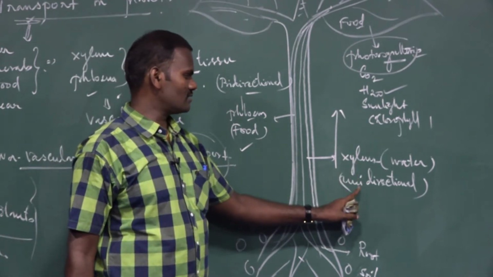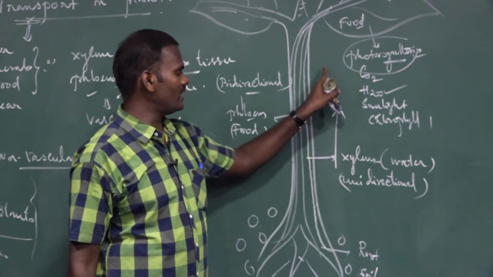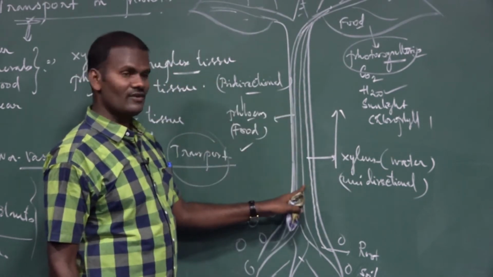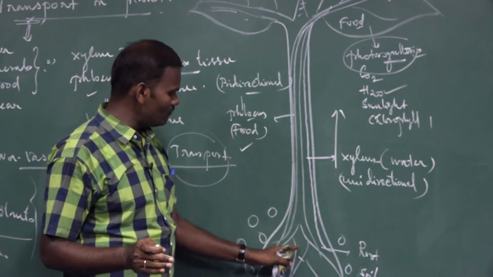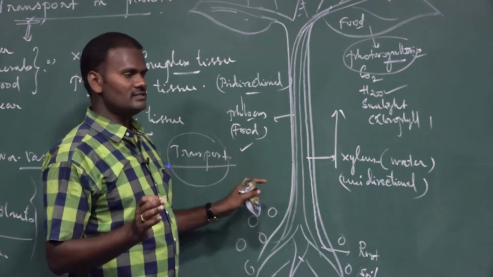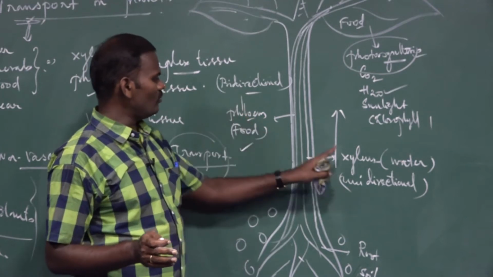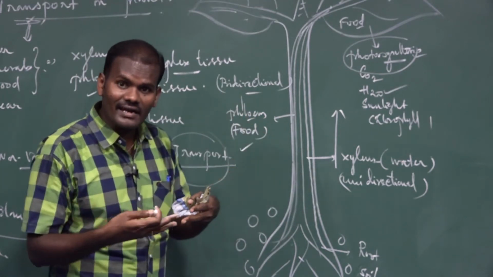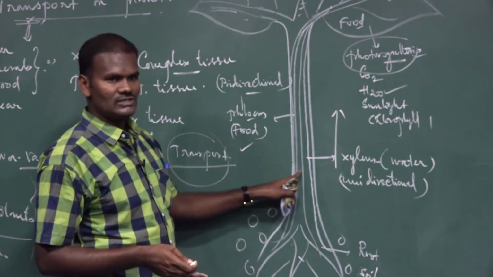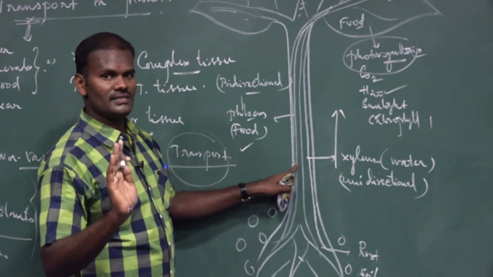Xylem is the conduction of water only in the upward direction. It is unidirectional. And phloem is the translocation of food in the form of sucrose, in both the upward direction and the downward direction. This is called bidirectional. That is why xylem and phloem are interconnected to each other. They depend upon each other. So these are called translocation. That is why translocation is essential.